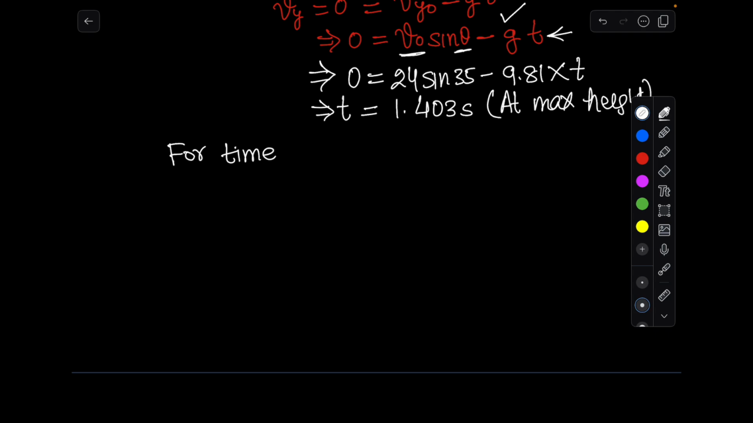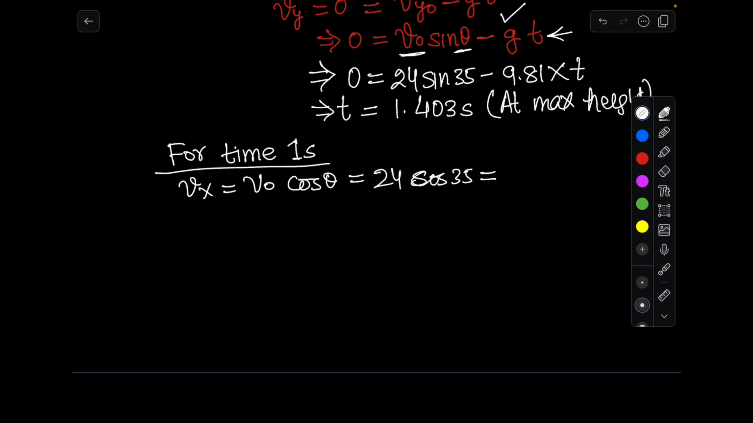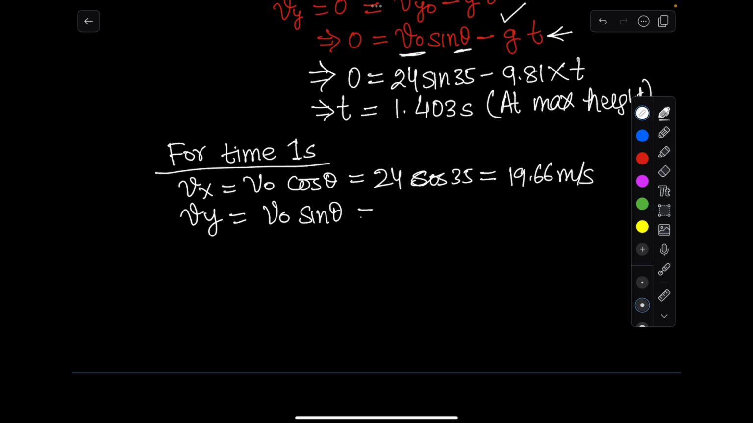time 1 second. Vx is equal to V naught cos theta, that is 24 multiplied by cos 35, which is equal to 19.66 meter per second, and Vy is equal to V naught sine 35. So that is equal to 3.96 meter per second.